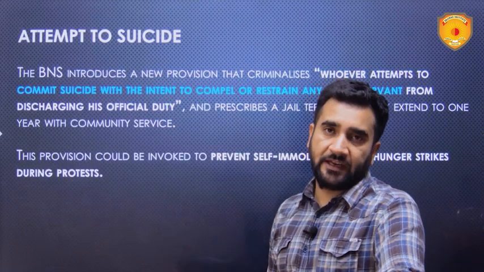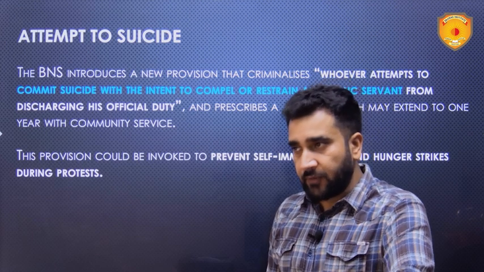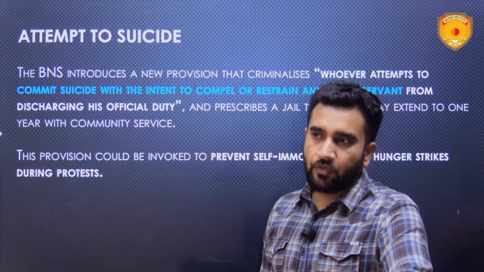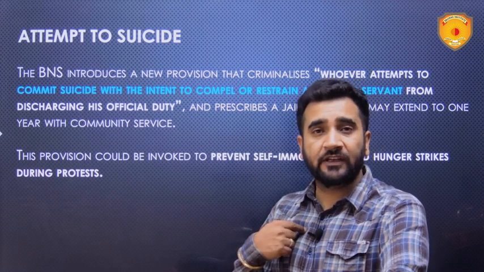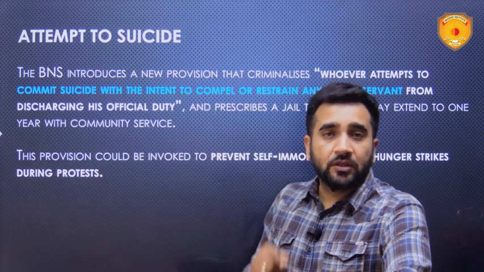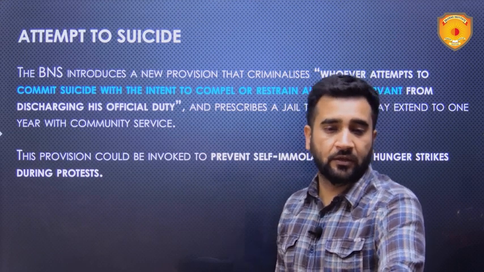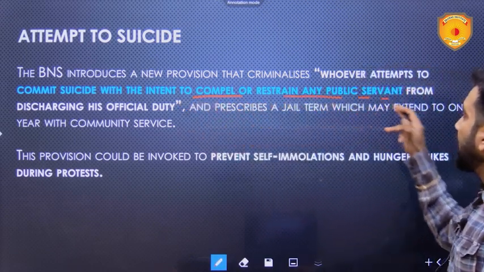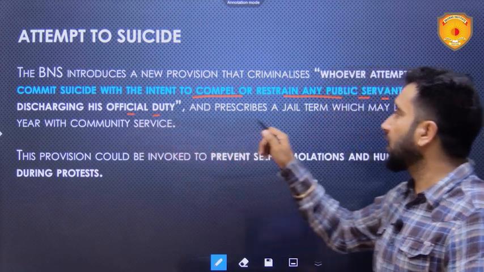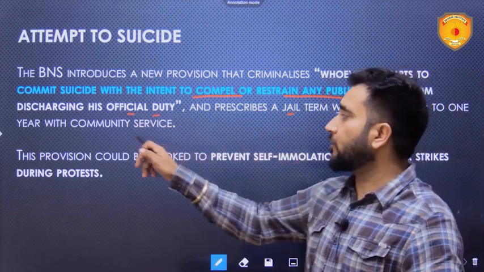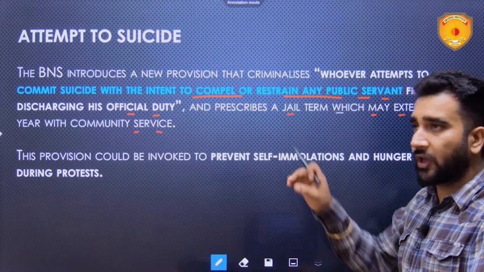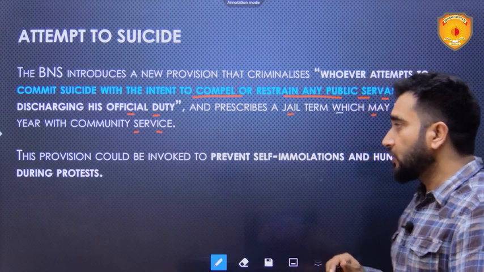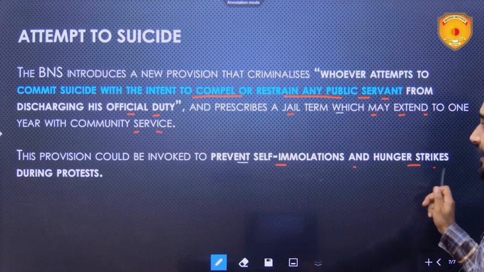Then attempt to suicide. This has also been made a criminal offense over here. Especially if you are sitting on a dharna or you are threatening any government official that I will give my life if you don't do this, then you will be penalized under BNS. You cannot do that. Whoever attempts to commit suicide with the intent to compel or restrain any public servant from discharging his official duty, the provision prescribes a jail term which may extend to 1 year with community service. So you cannot threaten a government servant that I'm going to take my life, else you do this. This is not acceptable. This provision could be invoked to prevent self-immolations and hunger strikes during protests.